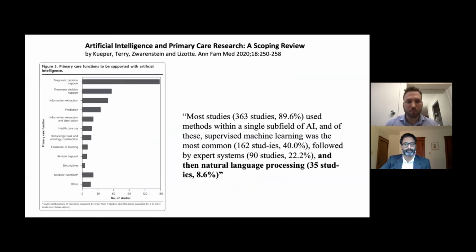This is a paper that was written by our colleagues out at Western University, and they did a scoping review of what sort of studies are applying AI to primary care. And as you can see, all these different types of functions, a lot of them require language-based functions, so decision support, treatment support, information extraction, and prominently, 8.6% or 35 studies of the studies in their review had a focus on natural language processing.